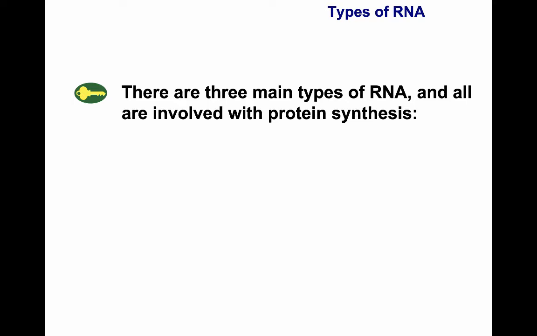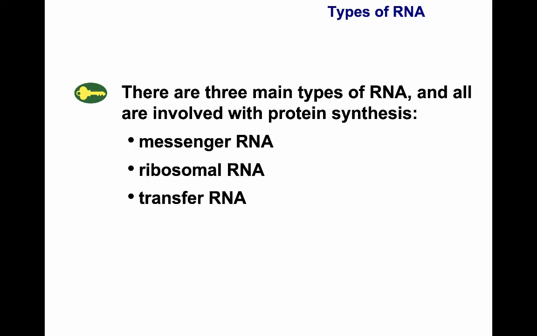So 3 different types of RNA are involved in this process of converting the information in a gene, in DNA, into a protein made out on a ribosome. And those 3 types we'll talk about individually. They are messenger RNA, ribosomal RNA, and transfer RNA. Each one plays a critical role in the production of a protein.